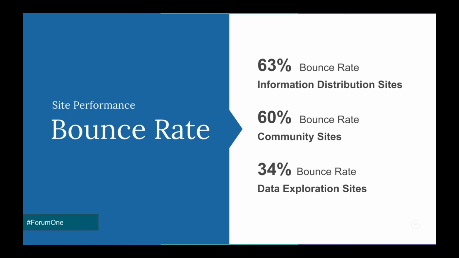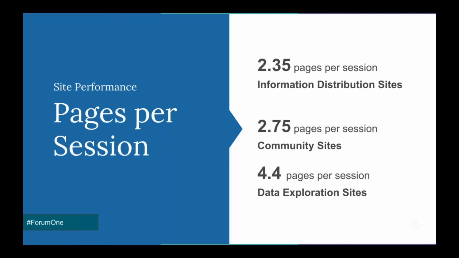An interesting thing for that is bounce rate goes down to 34%. So even when your implementation is virtually identical, holding everything else consistent, bounce rates can vary significantly based on what type of information you're distributing and what information you're putting on the site. Next one is pages per session.